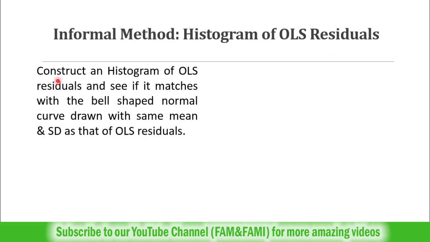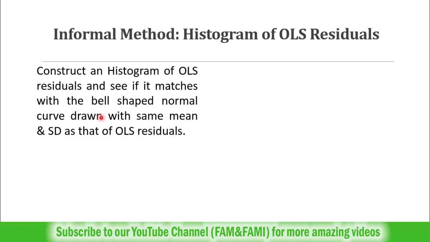So let's first discuss the informal method, the histogram of OLS residuals. This method involves constructing a histogram of OLS residuals and seeing if it matches with the bell-shaped normal curve drawn with the same mean and same standard deviation as that of the OLS residuals. This means that we need to calculate the mean and standard deviation of OLS residuals, and then from the mean and standard deviation we can calculate this bell-shaped normal curve.